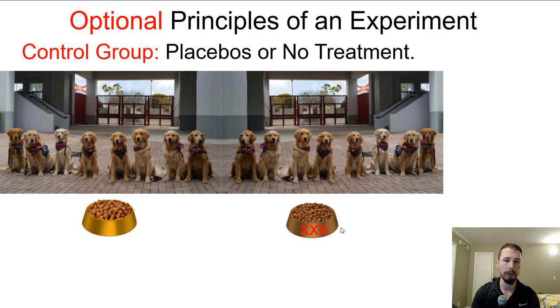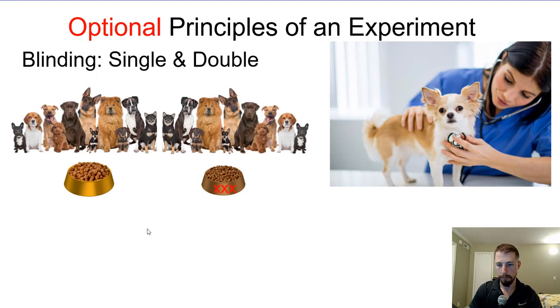So this is where placebos or a no treatment group is going to be put in place. So we'd have to compare it to the same type of dogs, or the same dogs, depending on how we blocked it, if we did, with the same amount of food from something else.